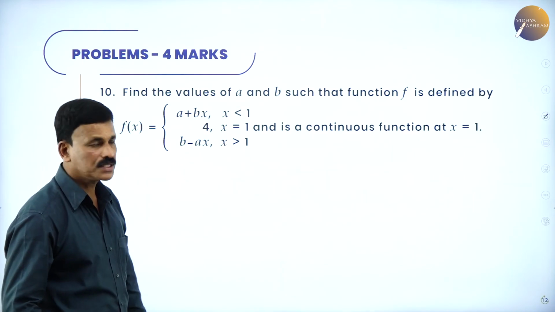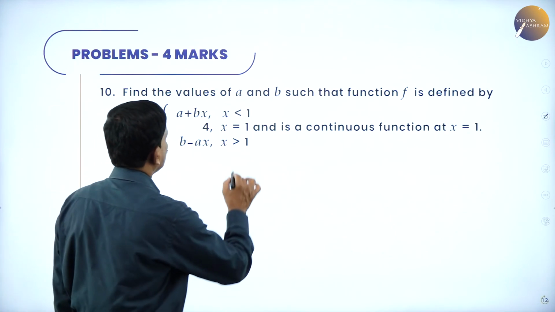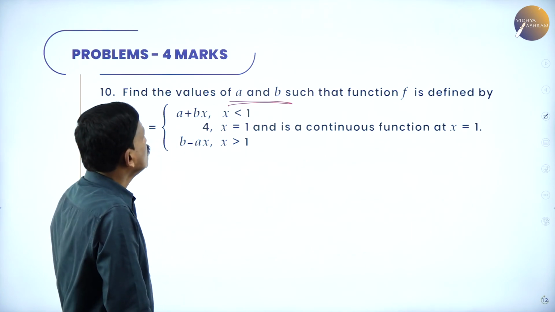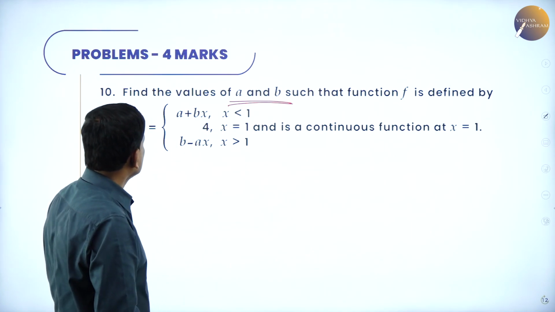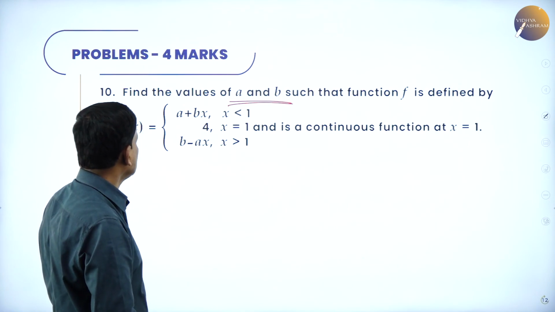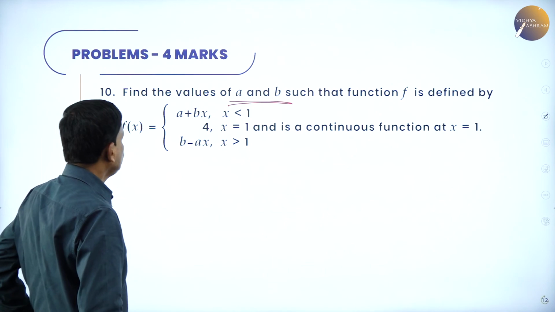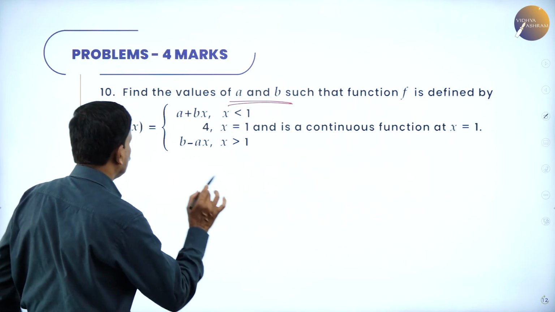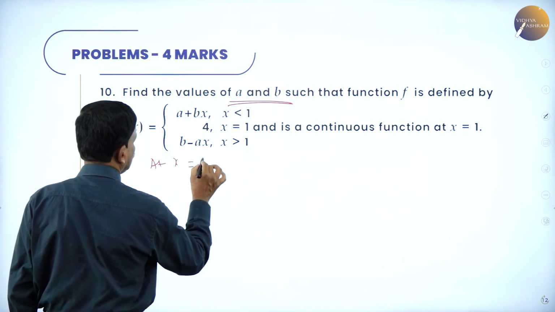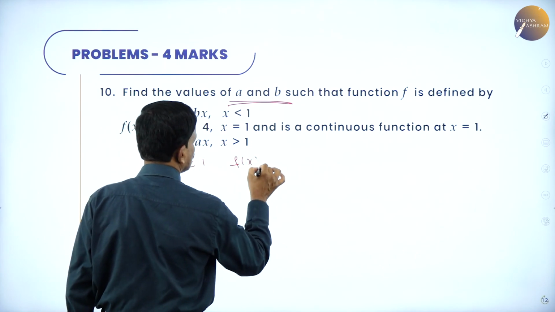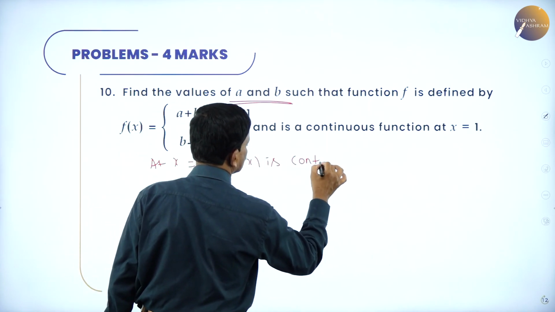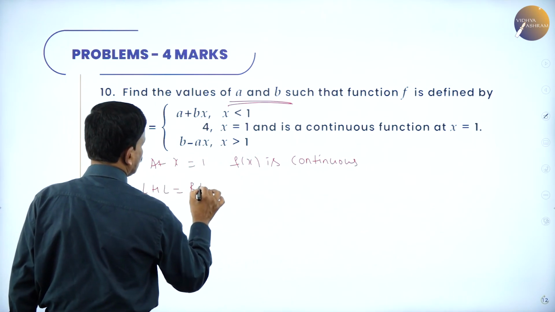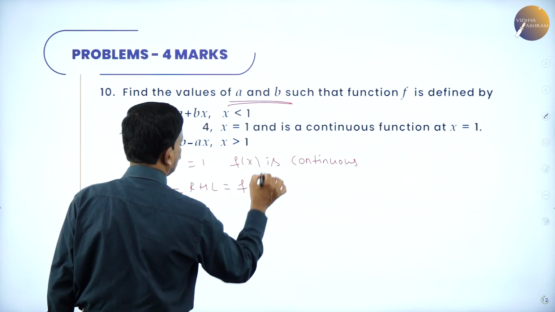Okay. Now, let us come to the next problem, the last problem. Find the values of a and b, same type which we have solved in the previous problem, such that f is defined by ax plus b, a plus bx if x is less than 1, 4 if x is equal to 1, and b minus ax if x is greater than 1, is continuous at x is equal to 1. See, given at x is equal to 1, f of x is continuous. So, therefore, left hand limit is equal to right hand limit is equal to functional value.